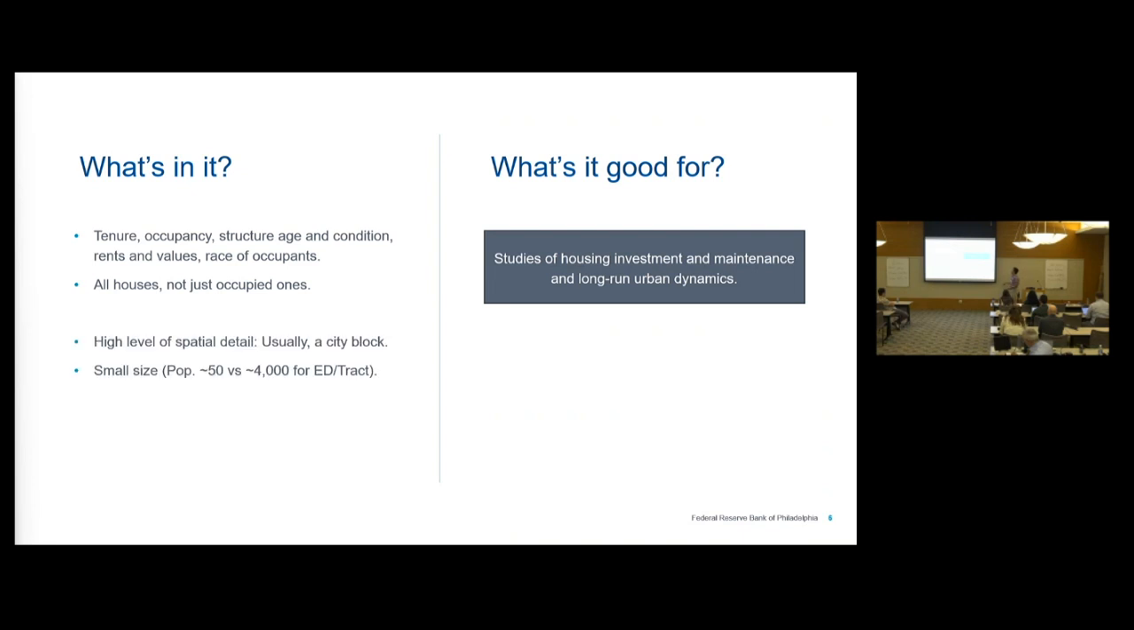Okay. As I alluded to, these statistics are presented at a high level of spatial detail. Typically in a central city, this is going to be literally a city block. This is a very rough guesstimate: you can think of the spatial unit here as having a population of about 50, compared with about 4,000 for a typical US Census tract.